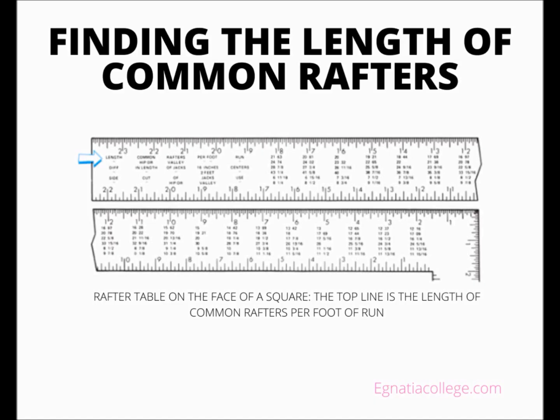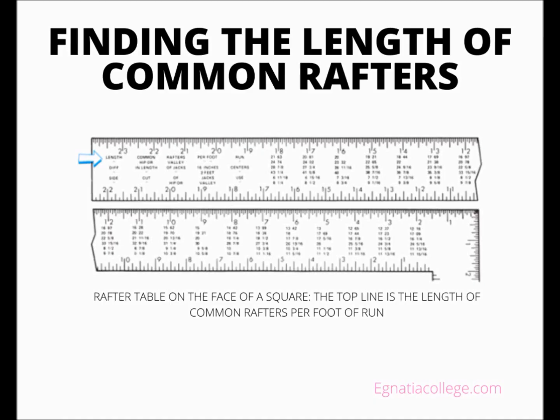The length of the common rafter is then found by following these steps. Step 1. Find the number of inches of rise per foot of run at the top of the table. These numbers are the regular graduations on the square. Step 2. Under this number, find the length of the rafter per foot of run. A space between the numbers indicates a decimal point.